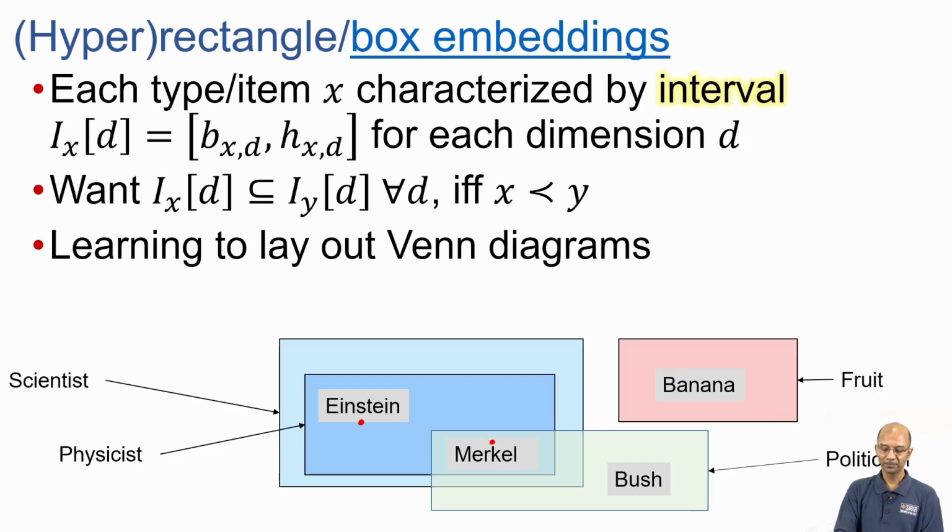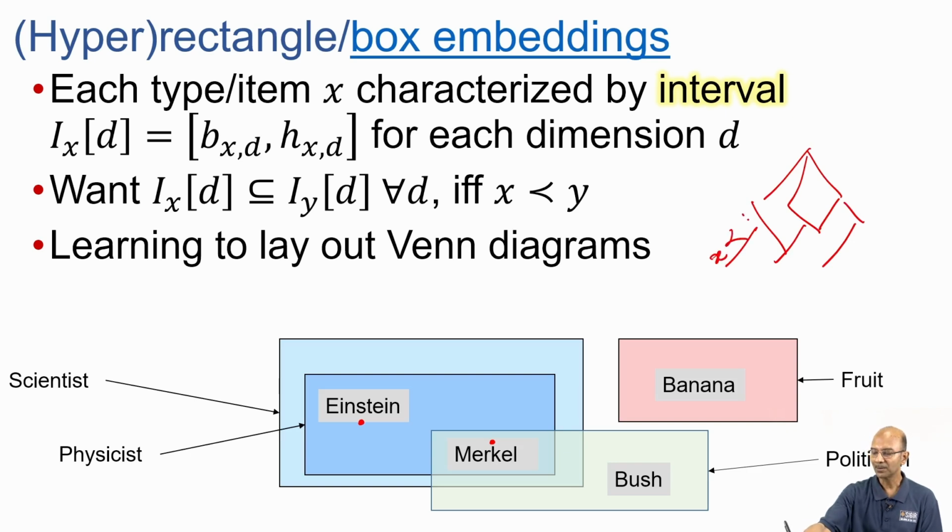So, the question is, given a training type hierarchy like we are drawing in the very first slide, which gives us relations like x is a subtype of y or x is not a subtype of y, can we train our bases and our heights or the upper corners? That is the optimization problem in fitting box embeddings.